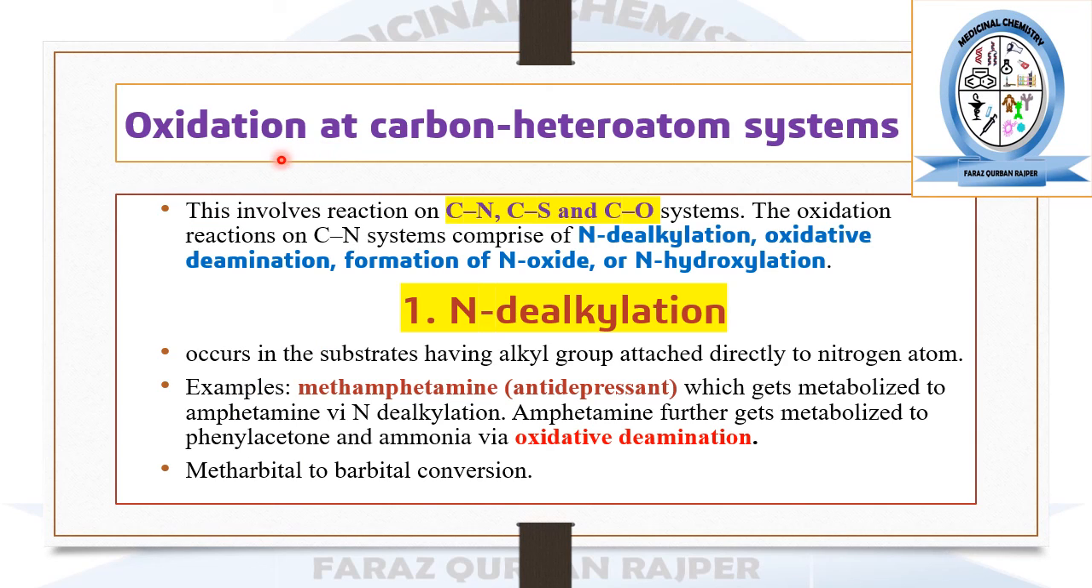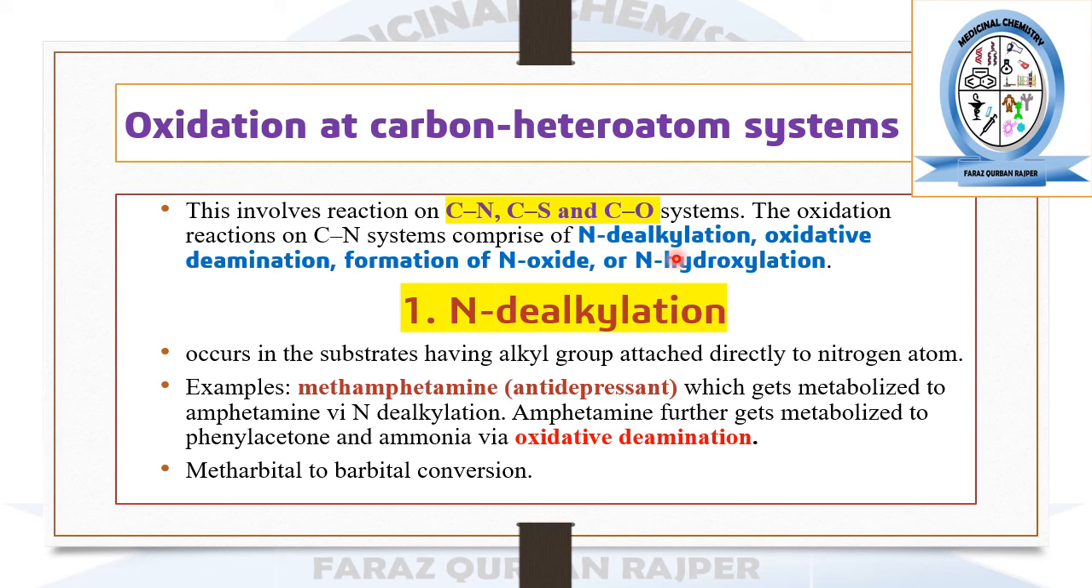The next is the oxidation at the carbon-heteroatom system. These are the type of phase 1 oxidation reactions that involve oxidation at those places in the chemical structure of the drug where carbon is bonded with a heteroatom. It can be carbon-nitrogen, carbon-sulfur, or carbon-oxygen.